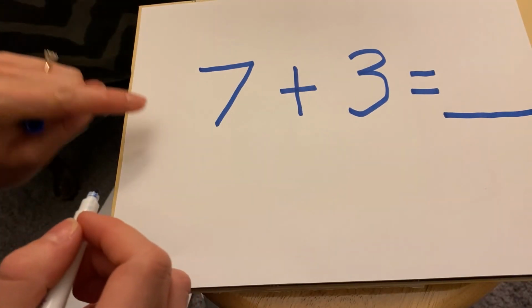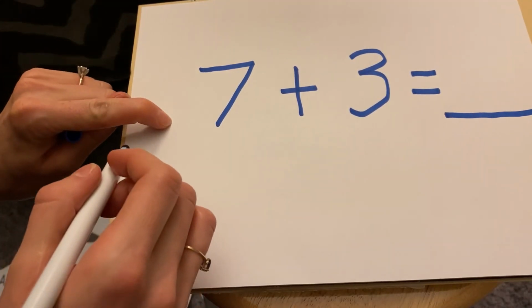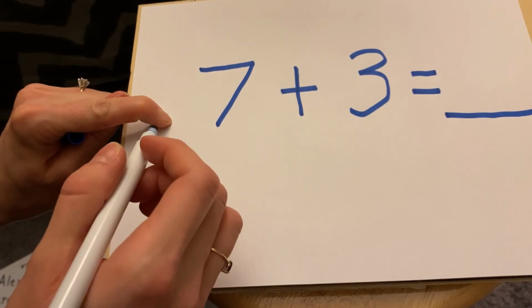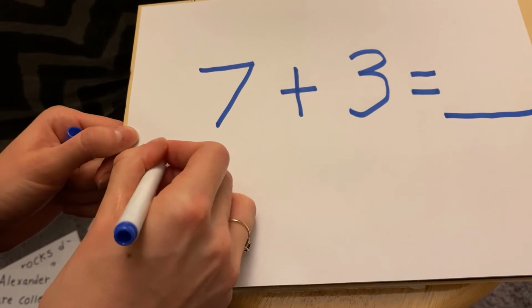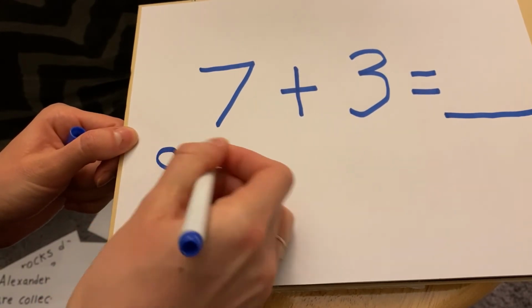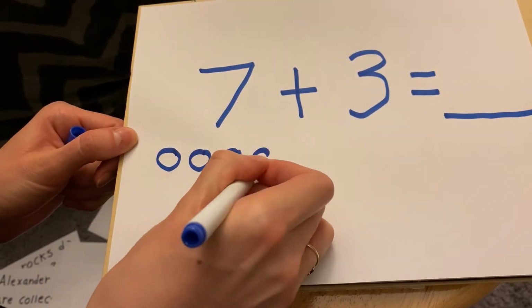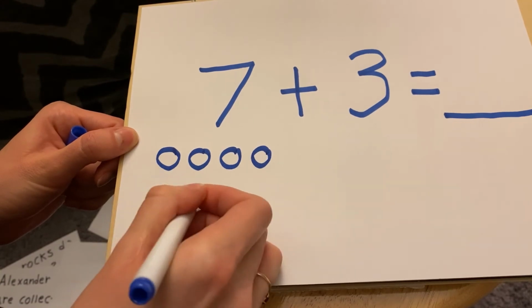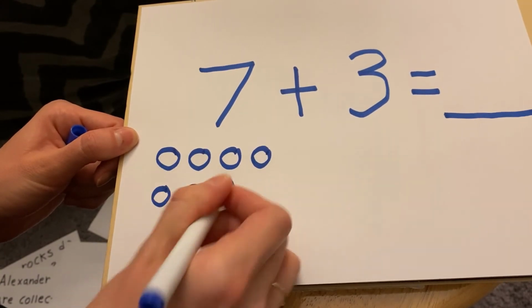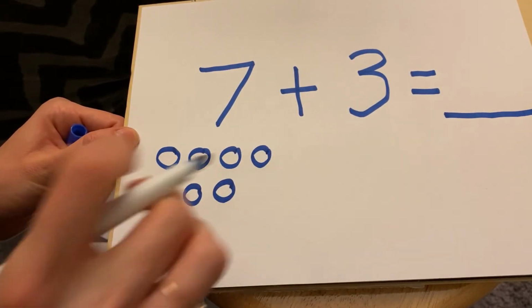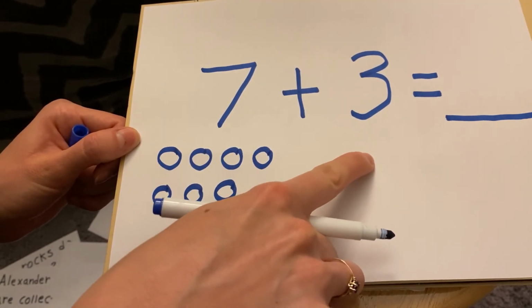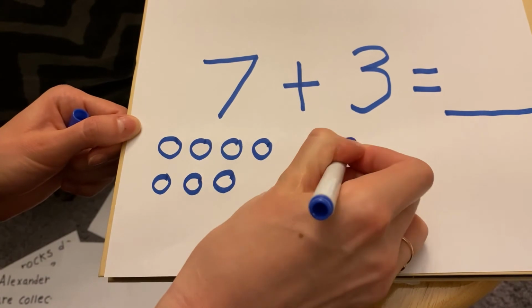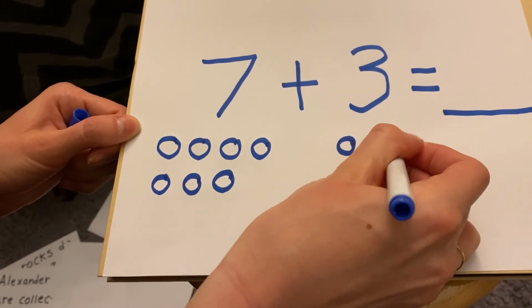I'm going to draw the 7 rocks that Alexander and Charlie have. I'm just going to draw circles. 1, 2, 3, 4, 5, 6, 7. Now we need to draw the 3 rocks that David gives. 1, 2, 3.